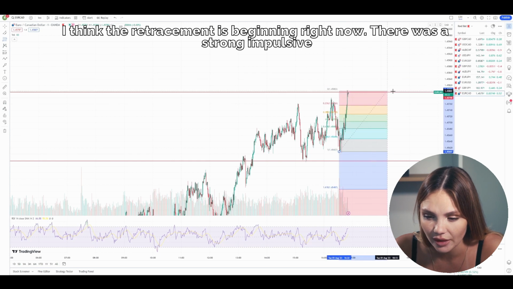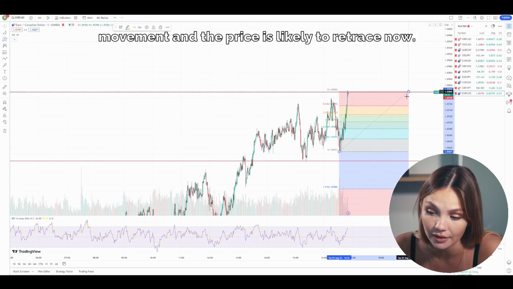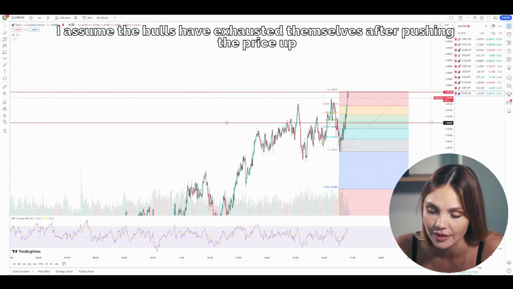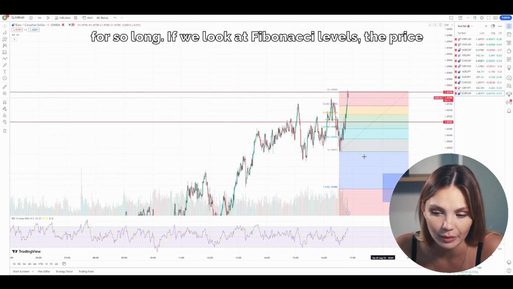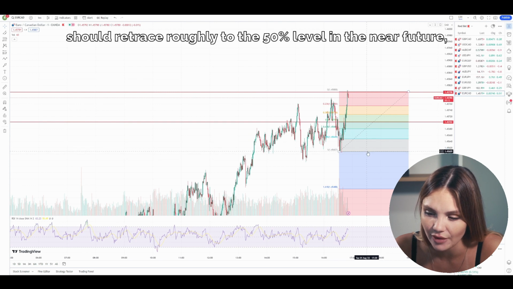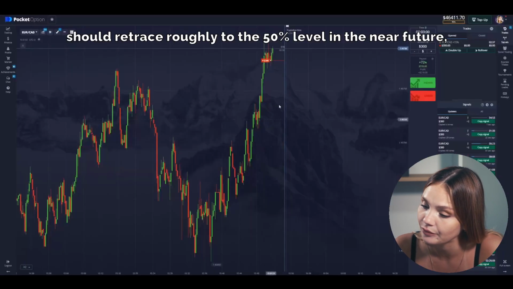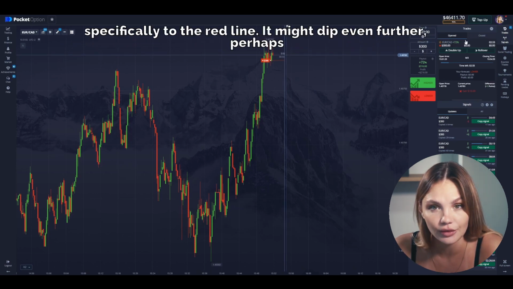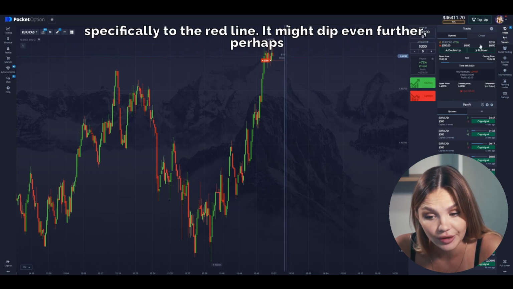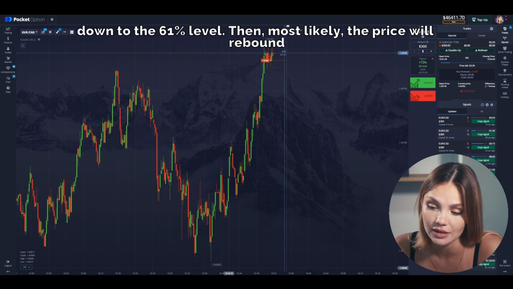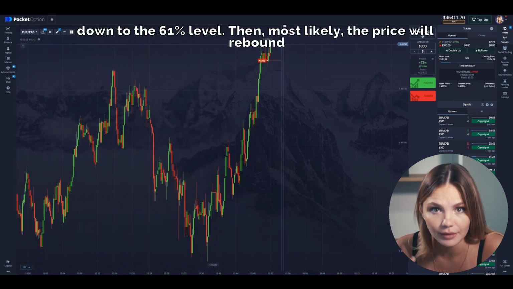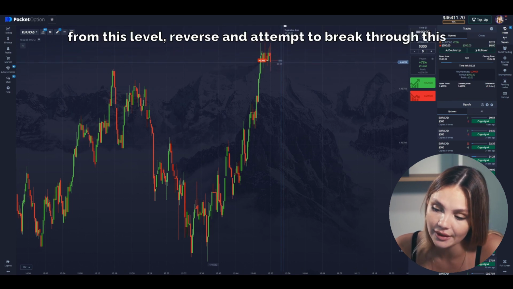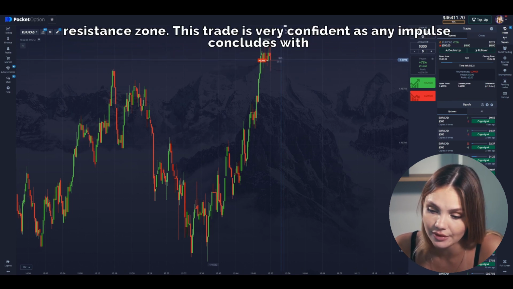There was a strong impulsive movement and the price is likely to retrace now. I assume the bulls have exhausted themselves after pushing the price up for so long. If we look at Fibonacci levels, the price should retrace roughly to the 50% level in the near future, specifically to the red line. It might dip even further, perhaps down to the 61% level. Then, most likely, the price will rebound from this level, reverse, and attempt to break through this resistance zone.